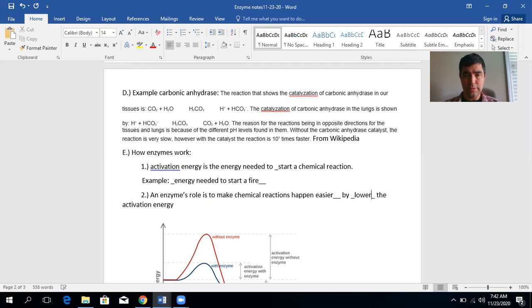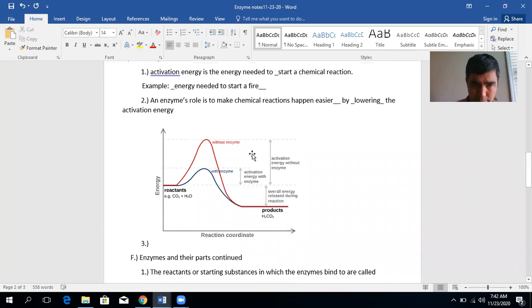By lowering the activation energy. All right, and if you look right here, this is kind of what they do. This is actually carbonic anhydrase. This is what happens in the blood and the tissues. Your body produces carbon dioxide and water, and it takes energy to convert it to carbonic acid.